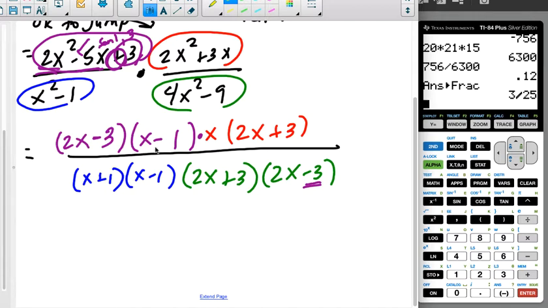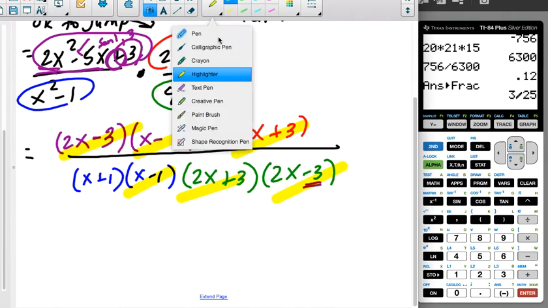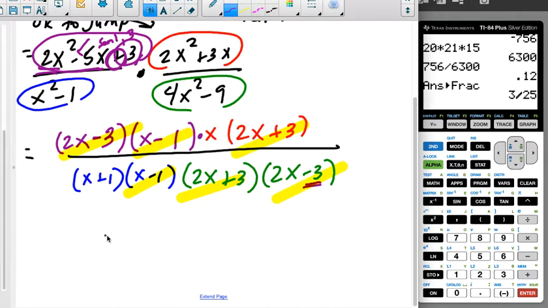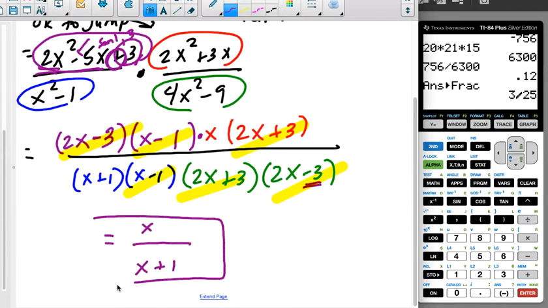So now when I go through and cancel, I see the x minus 1s cancel, the 2x plus 3s cancel, the 2x minus 3s cancel, and I seem to just be left with that solo x on the top and an x plus 1 on the bottom. So my final answer is going to be an x over an x plus 1, and that's it.